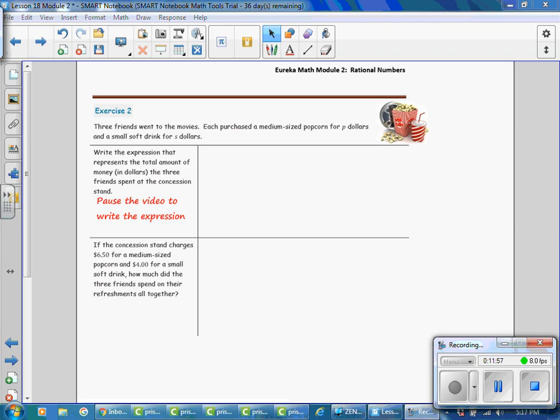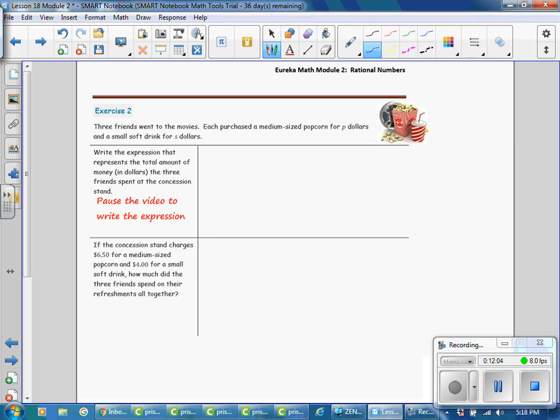There are several different expressions that we could write for this problem. We're going to use P for dollars, and S for the soft drink. So P for the popcorn dollars and S for the soft drink dollars. And we know that we are purchasing three. So one of the ways that you could do that is you could figure the cost of one popcorn and one soda, and then you could multiply it times three people.